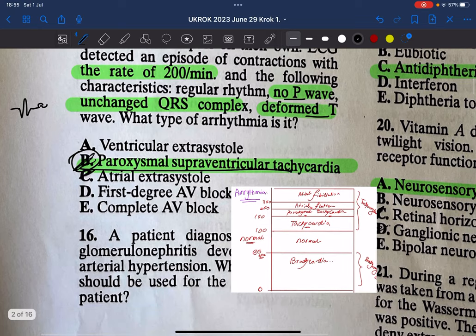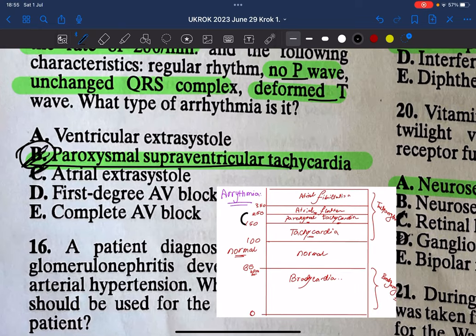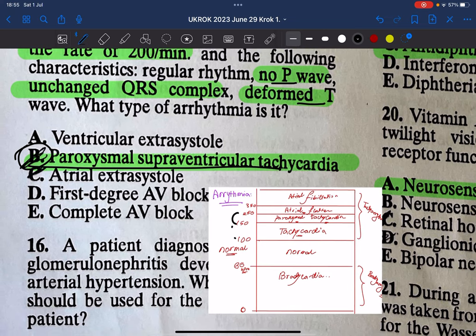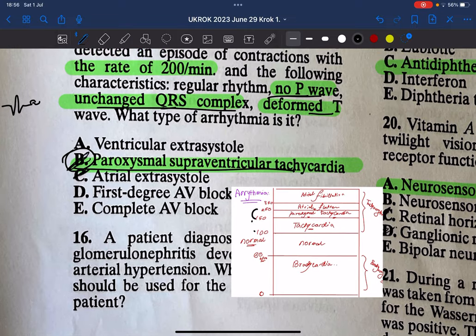And I like this diagram because it makes these questions easier: if the heart rate is between 100 and 150, it's tachycardia. Like in this question, 200, it's paroxysmal tachycardia, but is the type paroxysmal ventricular or paroxysmal supraventricular? It depends on the description. If it's an unchanged QRS complex, then it's paroxysmal supraventricular. If the QRS complex is deformed, it's paroxysmal ventricular. And it's not extrasystoles. I don't see here any extra beats or ectopic beats like in other base questions.